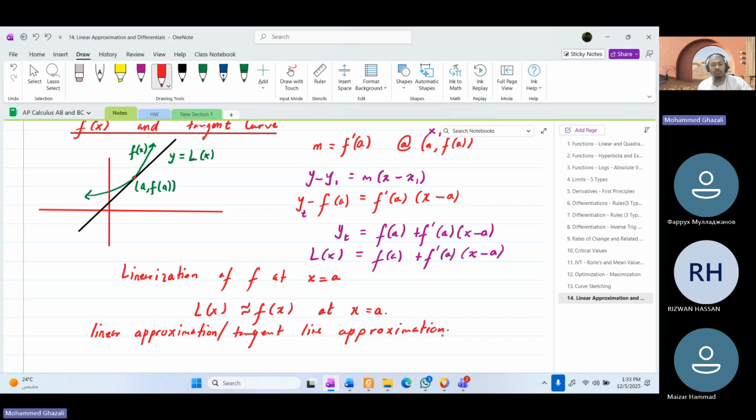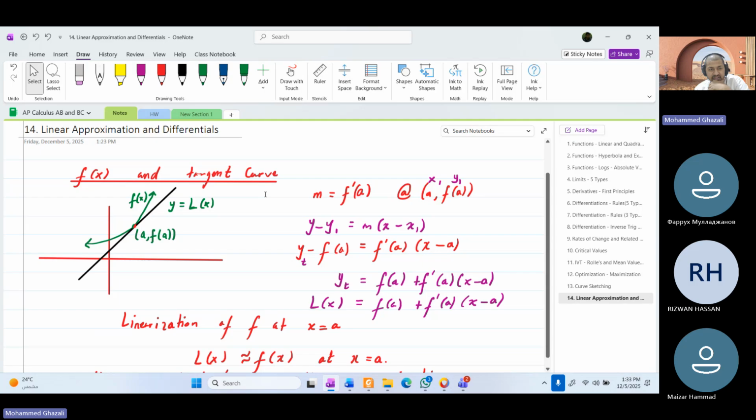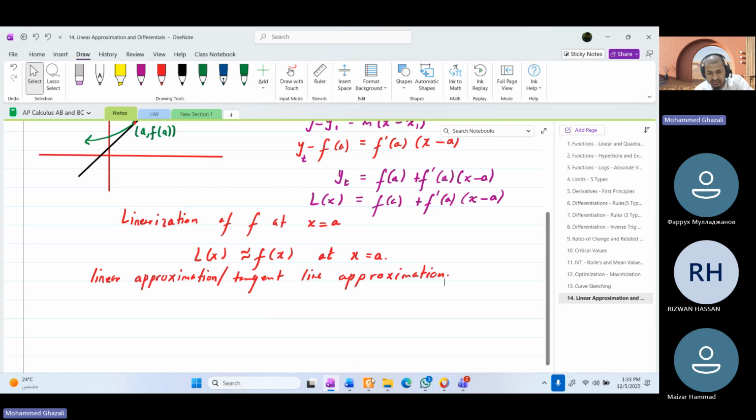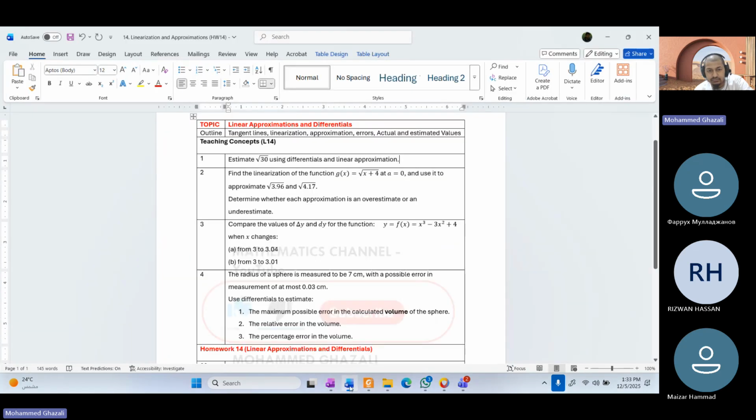Now, we are going to do an example to solve this problem. So I'm going to do 4 examples. Obviously, we only touched on linear approximation. We're going to touch on differentials later on to see errors and stuff. That's what differentials approximates.